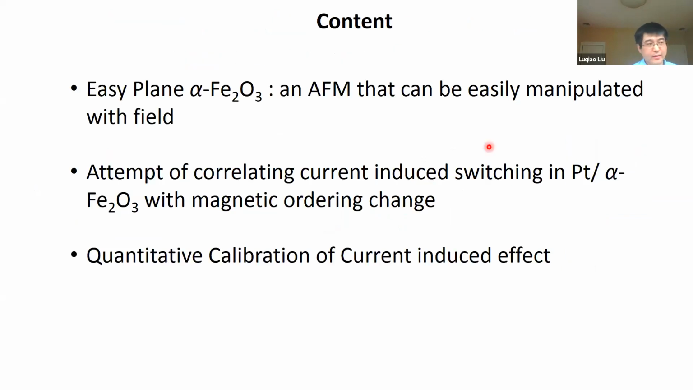Okay, so basically, my main task today is, first of all, to establish a material platform that can potentially allow us to more easily manipulate magnetic moment or magnetic ordering inside the AFM with magnetic field. And then with this newly developed material platform, we can start to correlate the current-induced switching with magnetic ordering change using field as a calibration method. And finally, I will show you how, in this system at least, we can calibrate the current-induced effect with magnetic field.